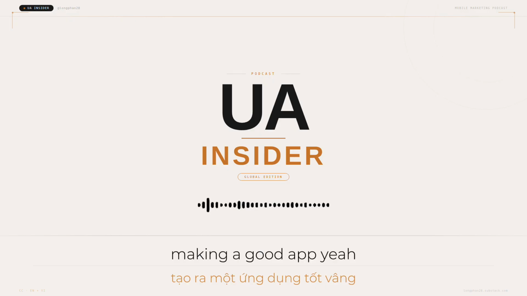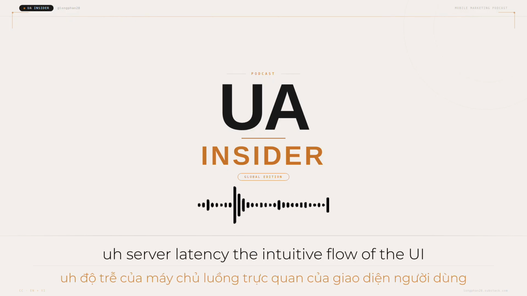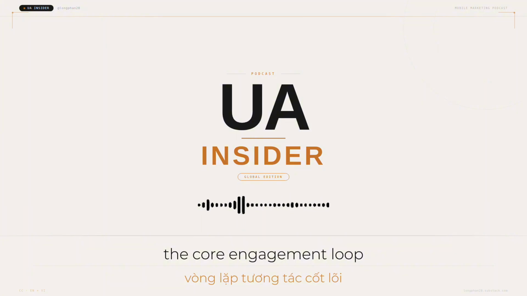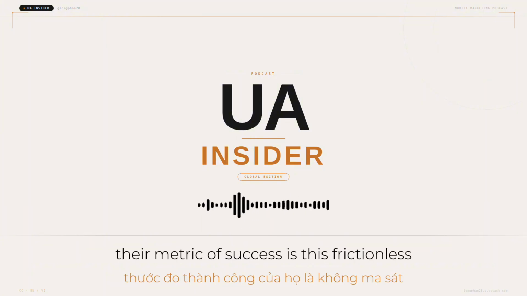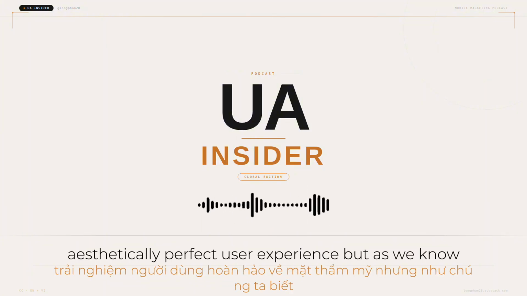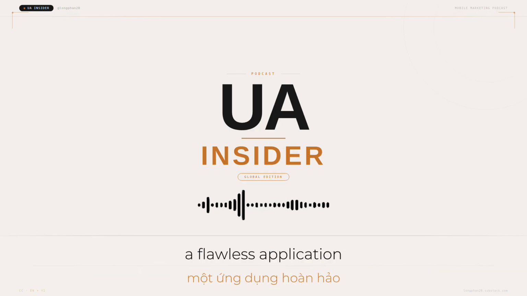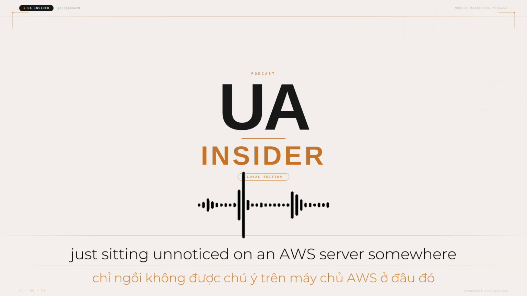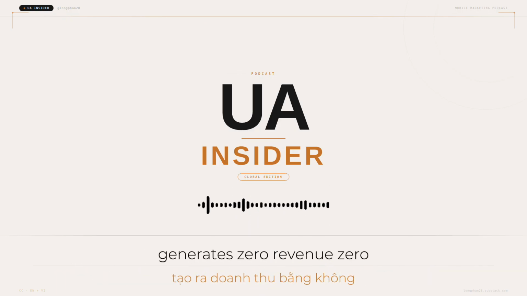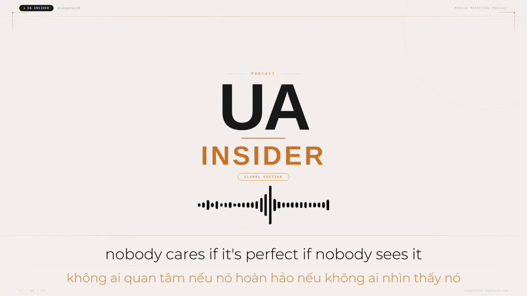Right, making a good app. Yeah. They are looking at crash rates, server latency, the intuitive flow of the UI, the core engagement loop. Their metric of success is this frictionless, aesthetically perfect user experience. But as we know, a flawless application just sitting unnoticed on an AWS server somewhere generates zero revenue. Zero. Nobody cares if it's perfect if nobody sees it.